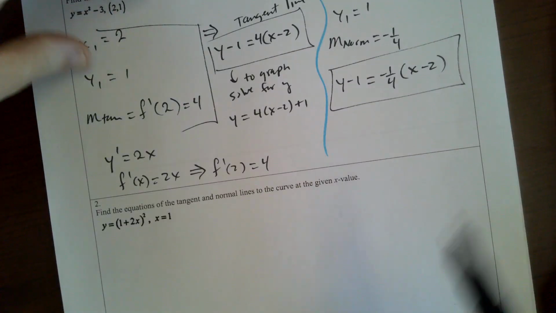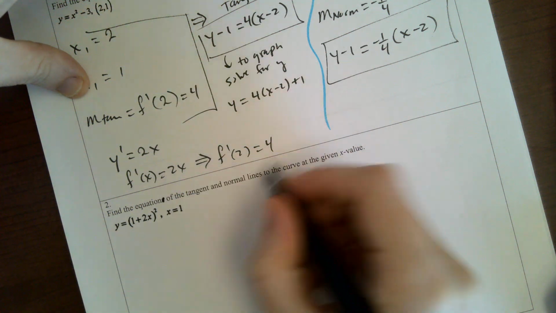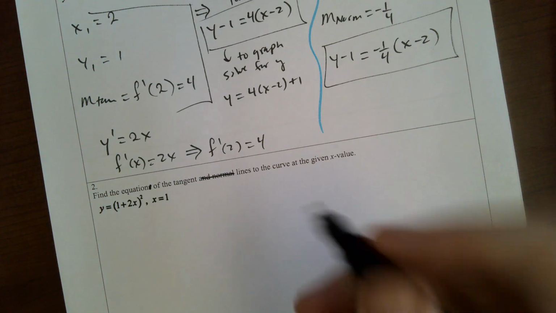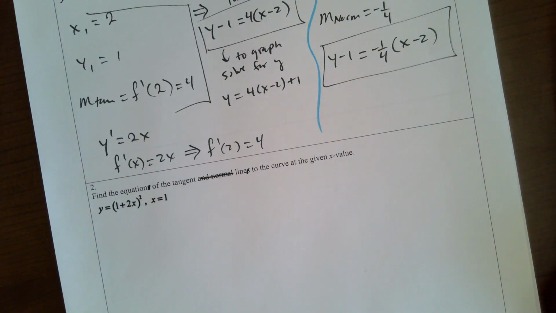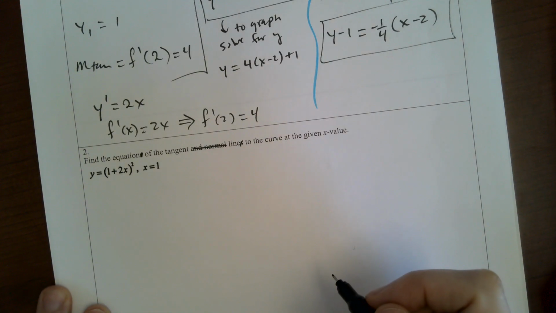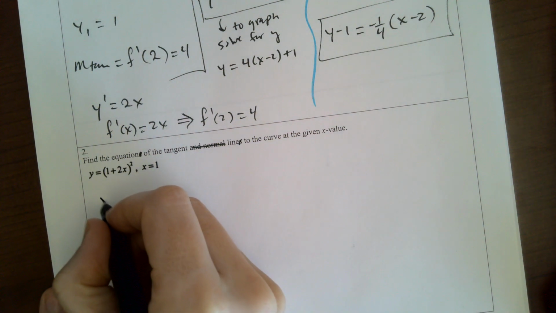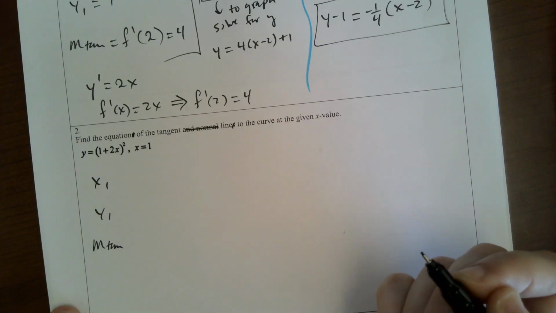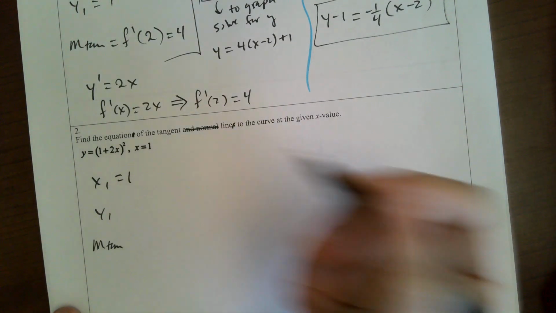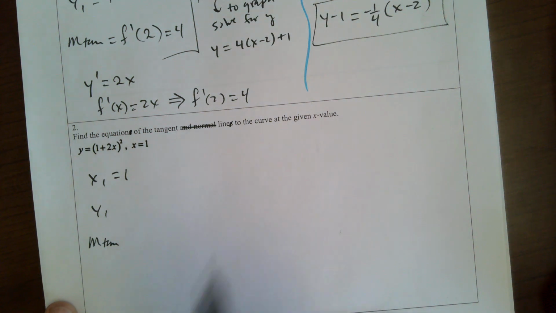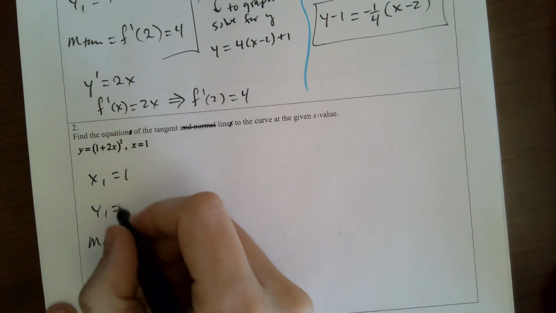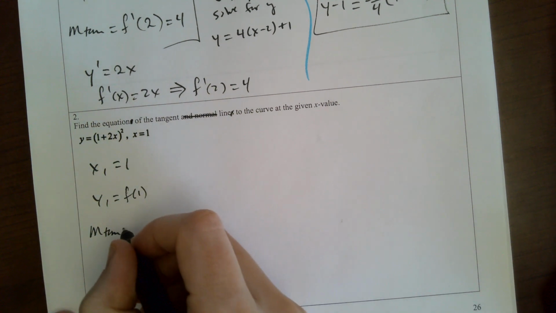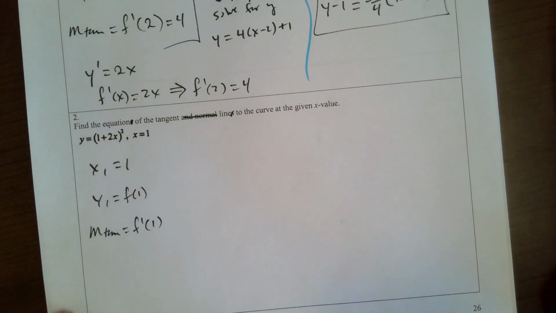All right. Actually, guys, let's just do the tangent. So equation of the tangent, so I'm crossing off the normal. So of the tangent line. All right, here we go. The ingredients that we need, we are going to need x1, y1, and m tan. In this case, x1 is 1. Guys, we are not given y1. So y1 is going to be f of 1. And then m tan is going to be f prime of 1.